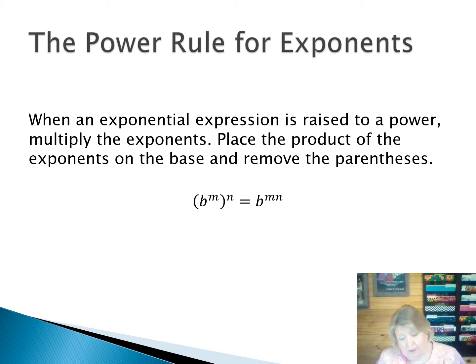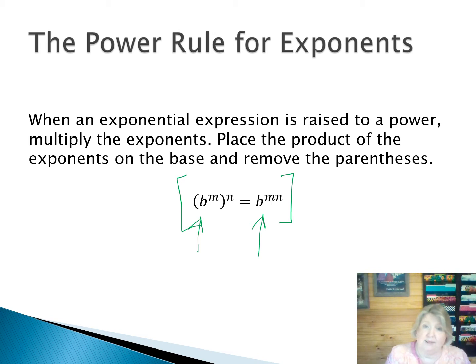Or in algebraic terms that are much easier to write, b to the m raised to the n is b to the mn power. Sounds a little confusing, but pay attention to a couple of things that will make it quite simple. First of all, that base is unchanged. If the base was 2, the base is still 2. If the base was 6, the base is still 6. The base is unchanged by this rule.